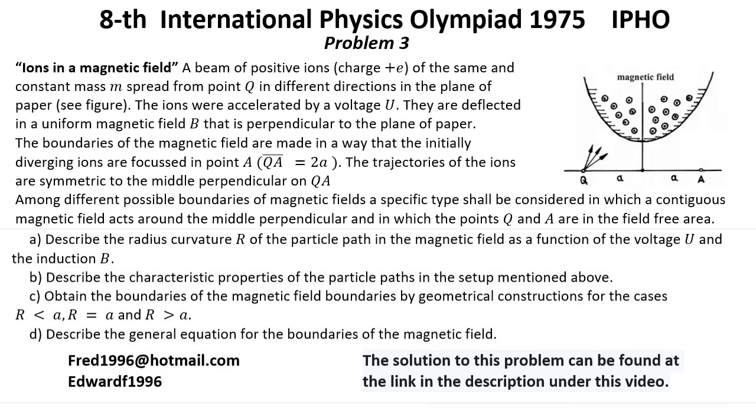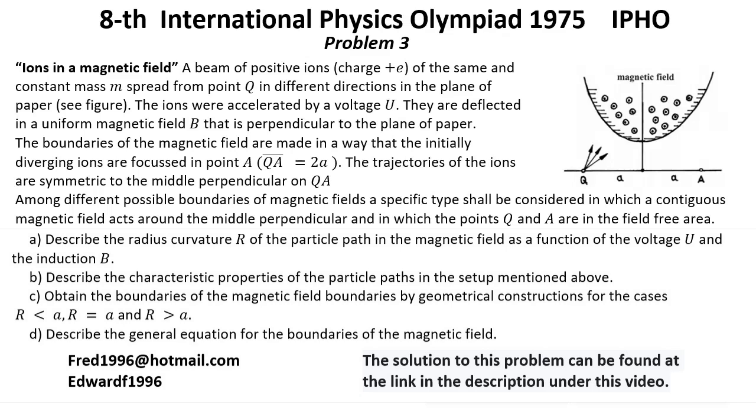They are deflected in a uniform magnetic field B that is perpendicular to the plane of paper. The boundaries of the magnetic field are made in a way that the initially diverging ions are focused in point A, QA equal to a. The trajectories of the ions are symmetric to the middle perpendicular on QA.